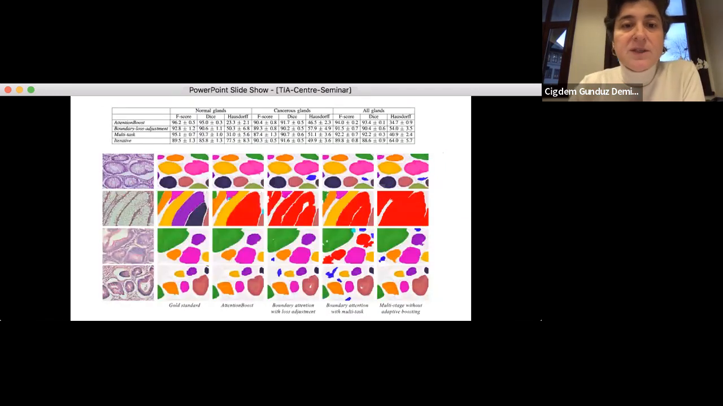So here are some quantitative and visual results. We obtain good results for segmenting normal and cancerous glands, and our visual results illustrate that the proposed model is effective in predicting good boundaries, and also it is effective in eliminating, for example, these large white artifacts, as you see in the results of our model.